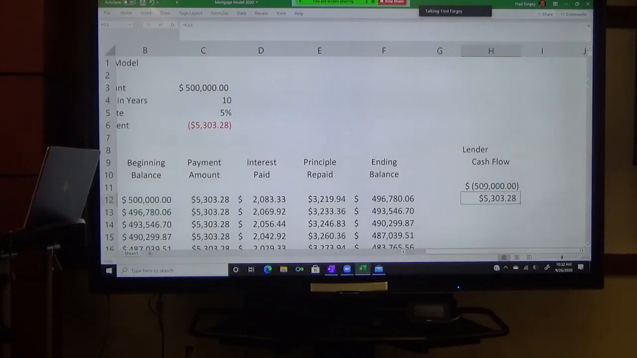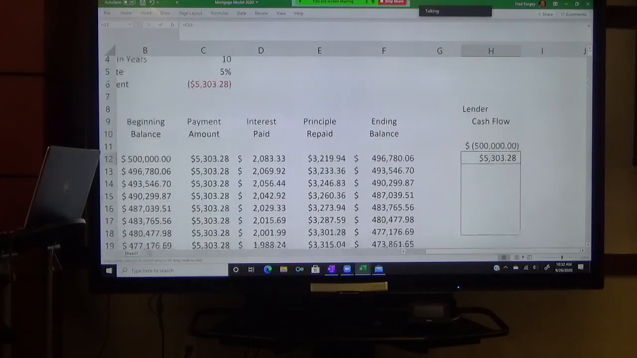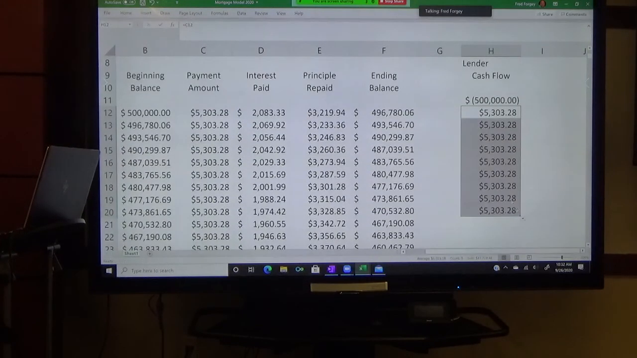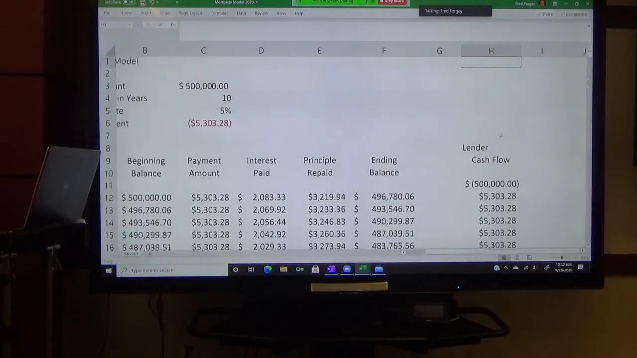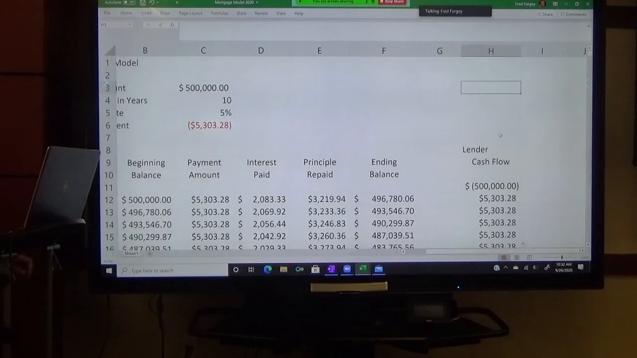And if we want to, we can copy that down. I'm just going to copy it down just a little bit. I'm not going to copy it all the way down, just for illustration purposes. Okay. So let's just start with one of the first things that we dealt with today, which was the loan origination fees.